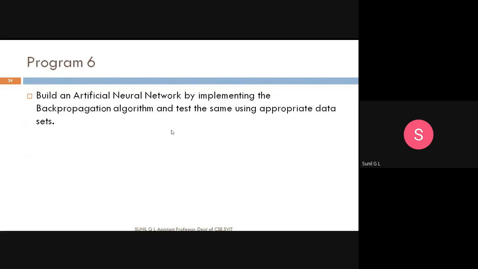Now I will discuss the back propagation algorithm in a lab program. The problem statement is to build an artificial neural network by implementing the back propagation algorithm and test the same using an appropriate data set. Using the back propagation algorithm, we implement the artificial neural network, and then we test it using appropriate data. So this is your problem statement. Now we will discuss the program.